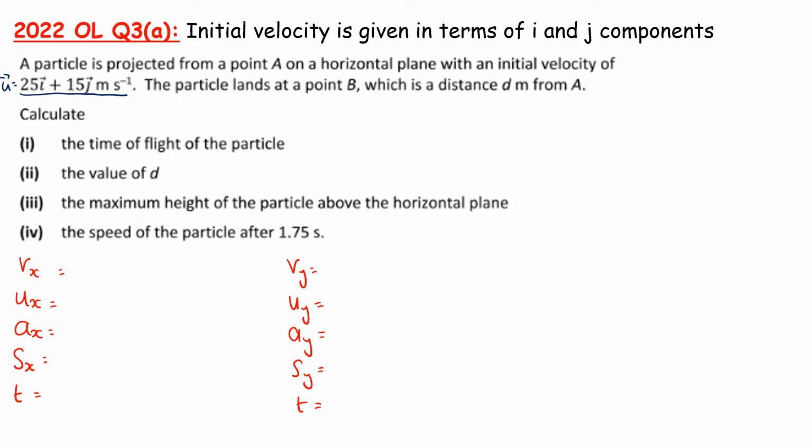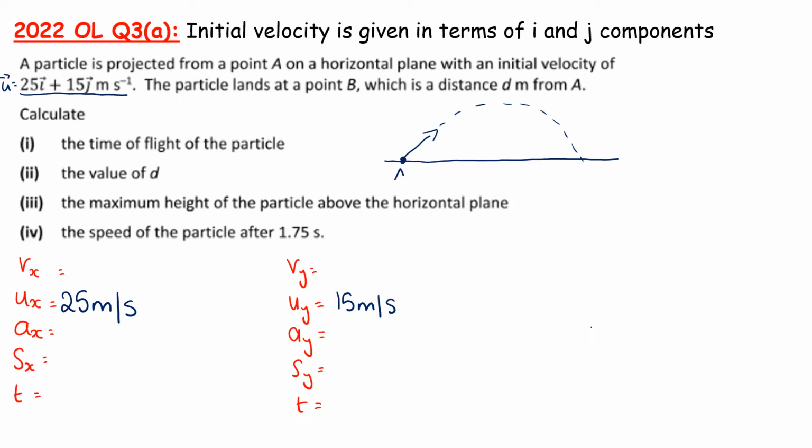So let's fill that in. So we have 25 meters per second, and here we have 15 meters per second. So let's just draw out what's happening here. So we project it up at an angle, I don't know what angle, and it will land again. So there's my lovely negative quadratic. I've now broken that U into x and y. The particle lands at point B.